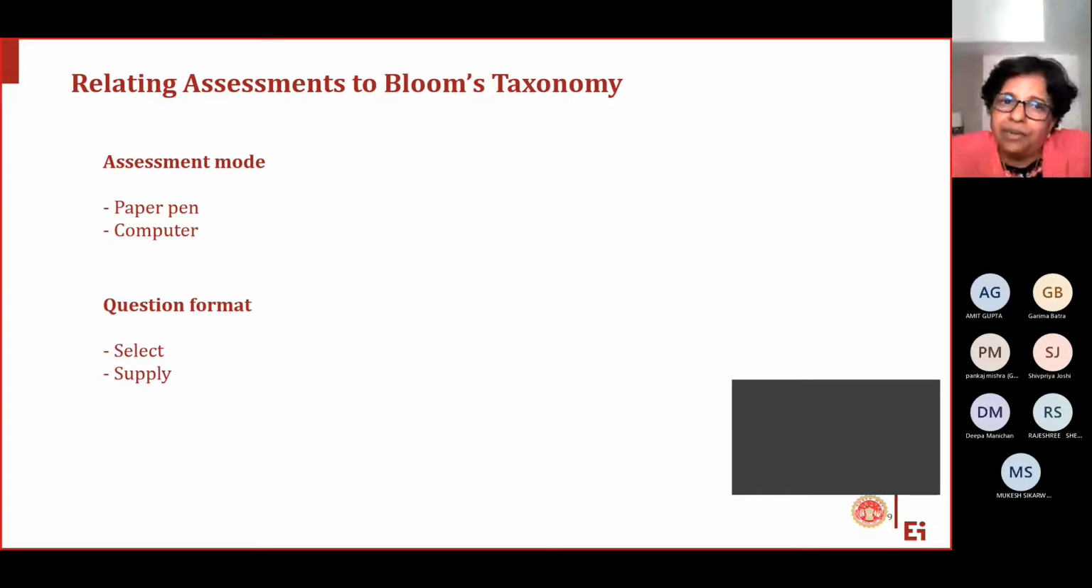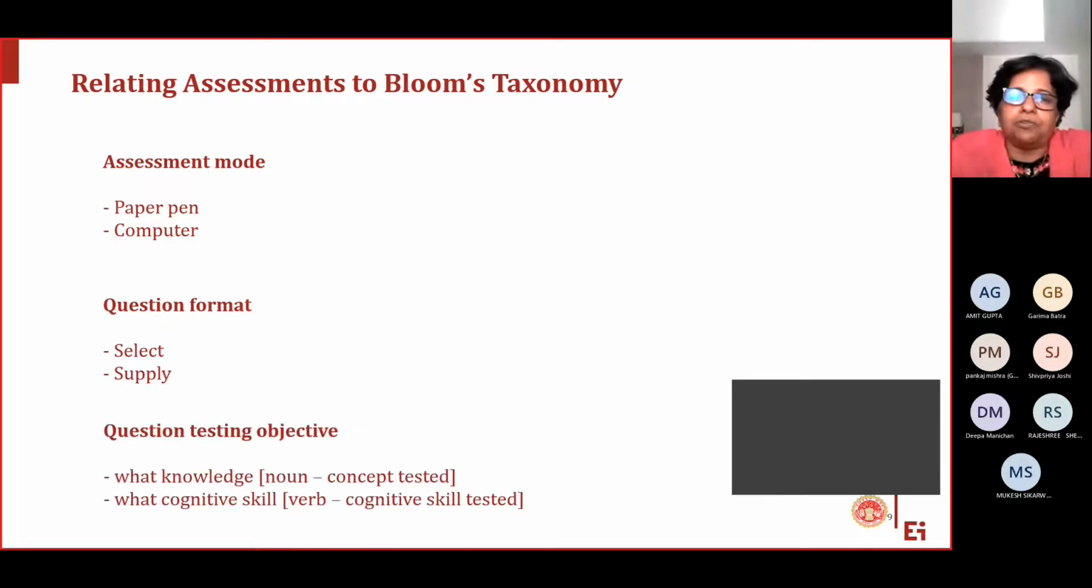Now, given any mode of assessment and any format of question, irrespective of all those things, every question will have a testing objective. Correct?